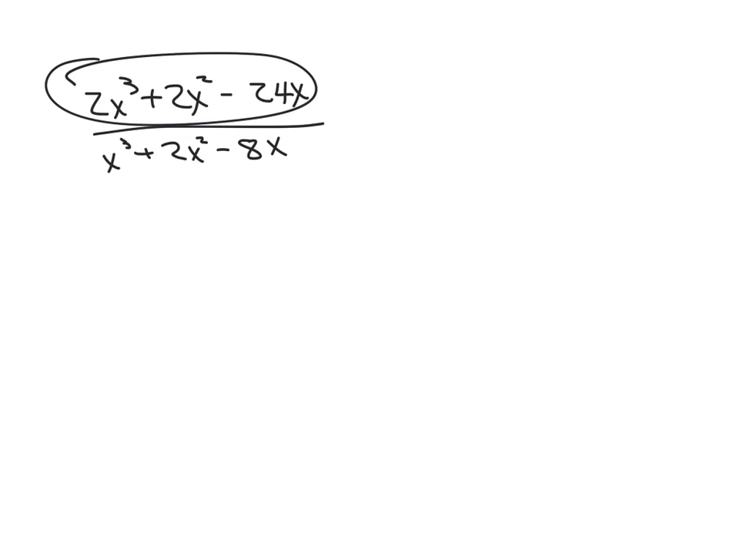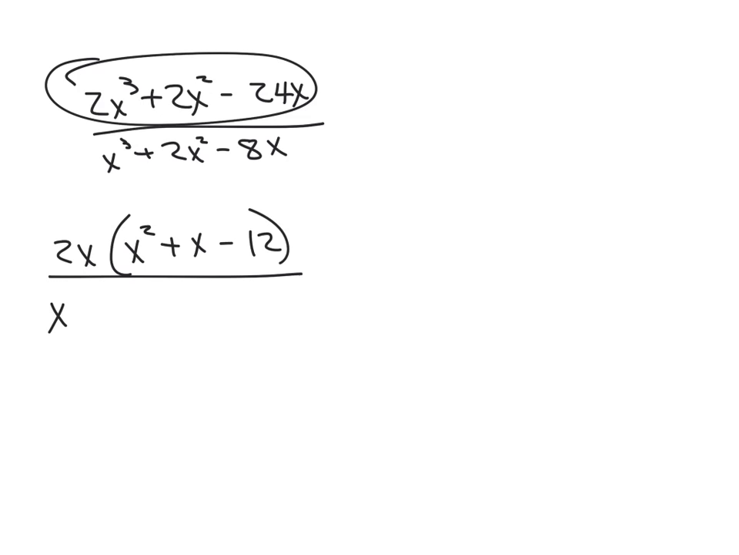Okay, let's look at the numerator. I can factor a 2 and an x out of there. And that leaves me with x squared plus x minus 12. And let's look at the bottom while we're doing this. I can take an x out of there, and that leaves me with x squared plus 2x minus 8. Okay? Now let's go ahead and simplify that.